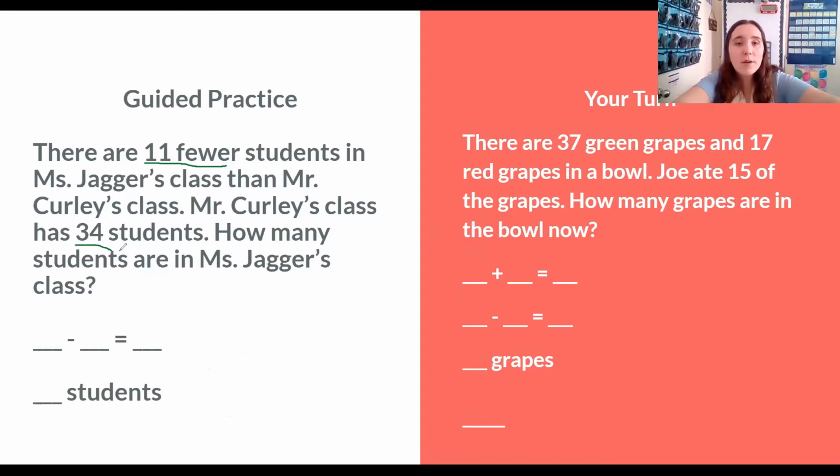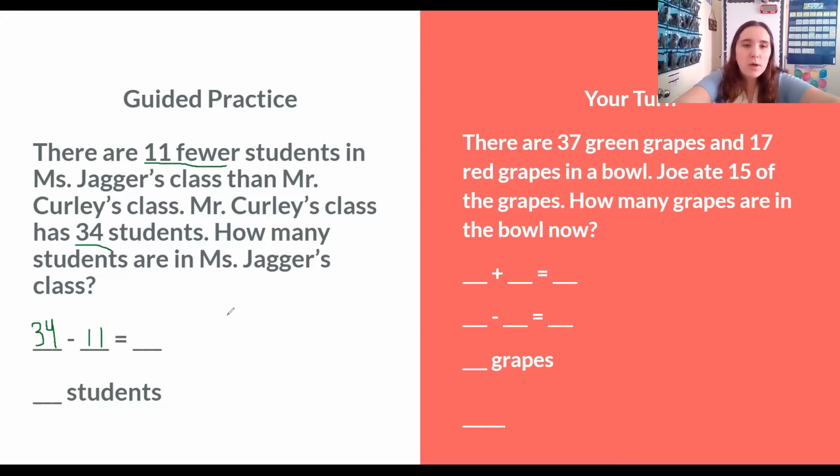So to find out how many are in Miss Yeager's class, I need to take the total number in Mr. Curley's, which is 34, and take away 11, because there are 11 fewer in Miss Yeager's. And then if I solve this, I should be able to find out how many are in Miss Yeager's class.